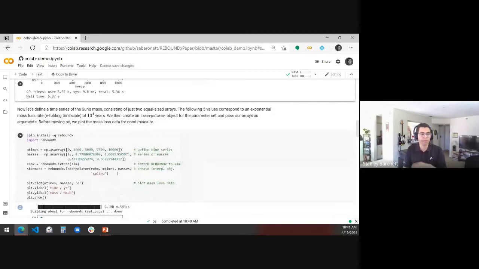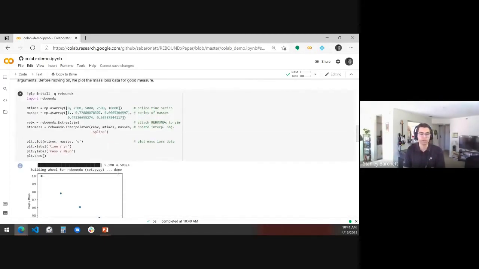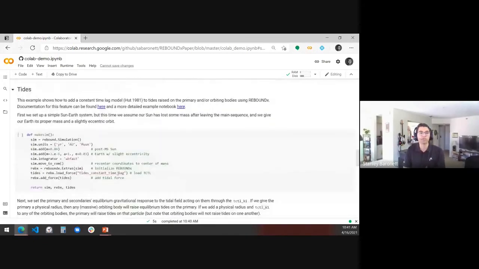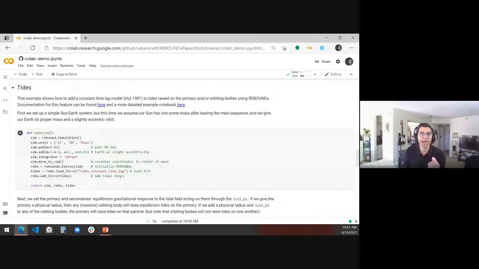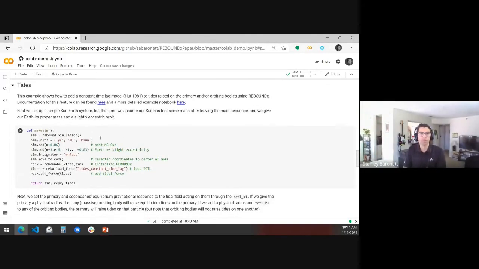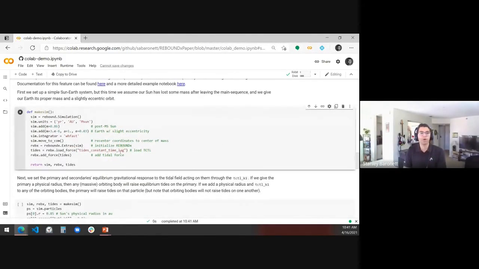So if you're familiar with REBOUND, it's really no time at all to start using this just by loading in REBOUNDx. And so next we want to just show briefly the tidal effect that we've added. And so we're going to do a similar thing here. I'll go ahead and hit play for now.